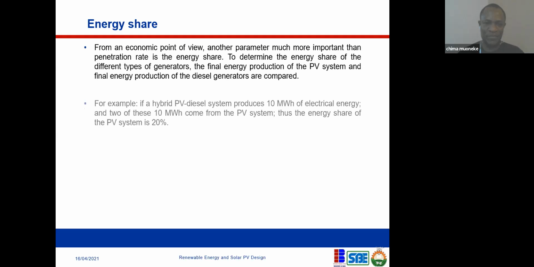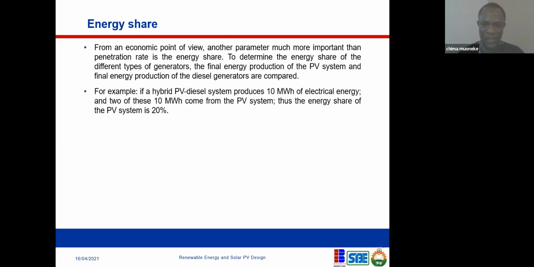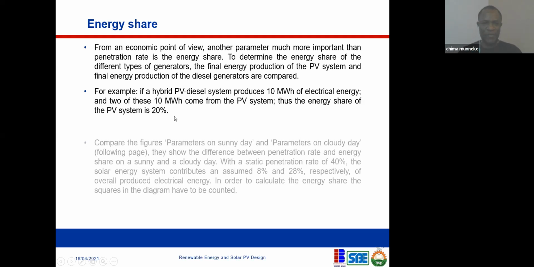You can ask, okay, this is the share of energy from the PV system. So for example, if a hybrid PV diesel system produces 10 megawatt hours of electrical energy, and 2 of those 10 megawatt hours come from the PV system, then the energy share of the PV system is 20%. This is straightforward. Pay attention that we are talking about energy, megawatt hour, not megawatt, megawatt hour. Okay.